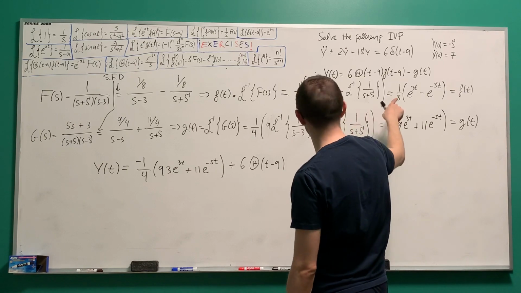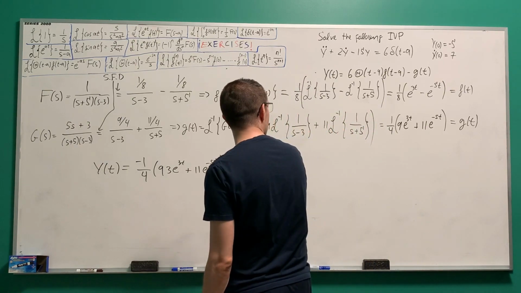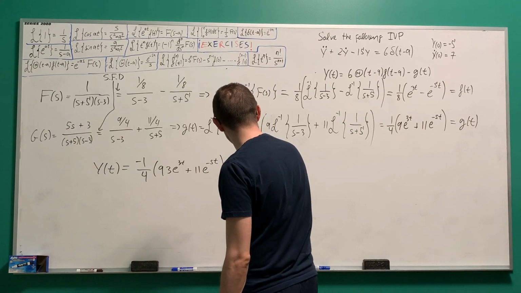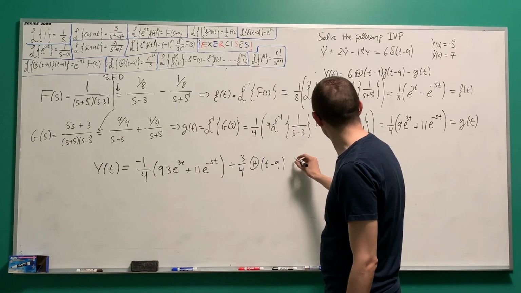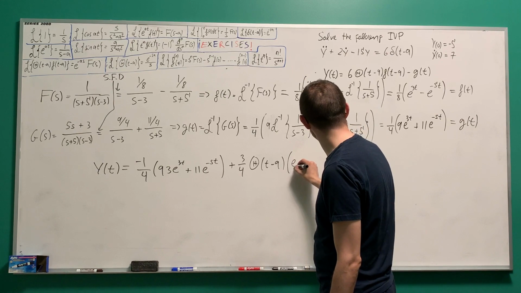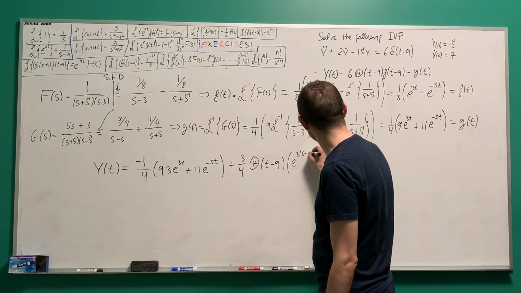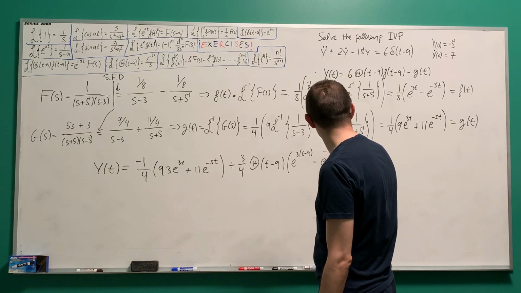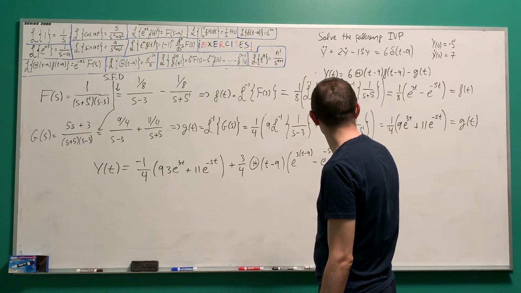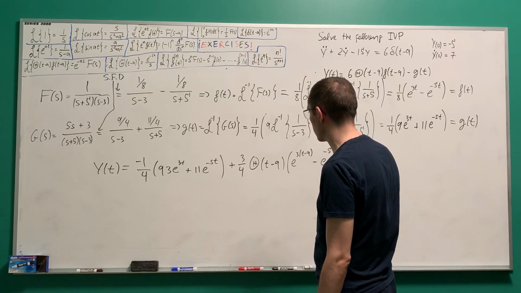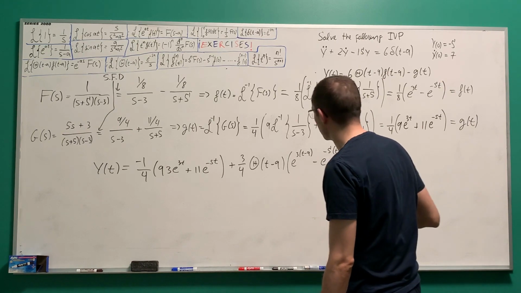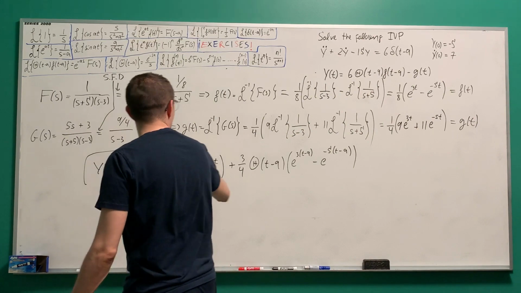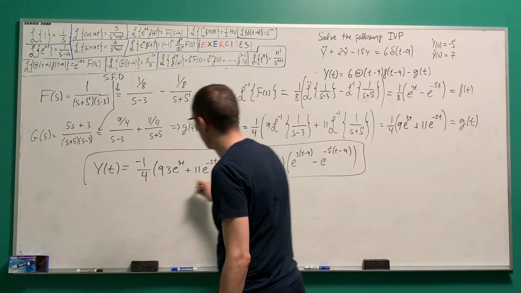This is the function f that I have here, 1 over 8. So this thing is 1 divided by 8. So I'm going to write here 3 divided by 4. And then I get exponential of 3 times t minus 9, minus e to the minus 5 times t minus 9. All right. And this is the solution to the problem.